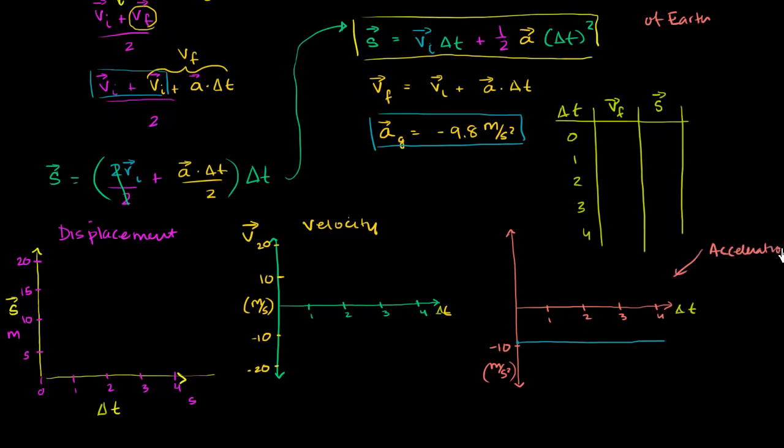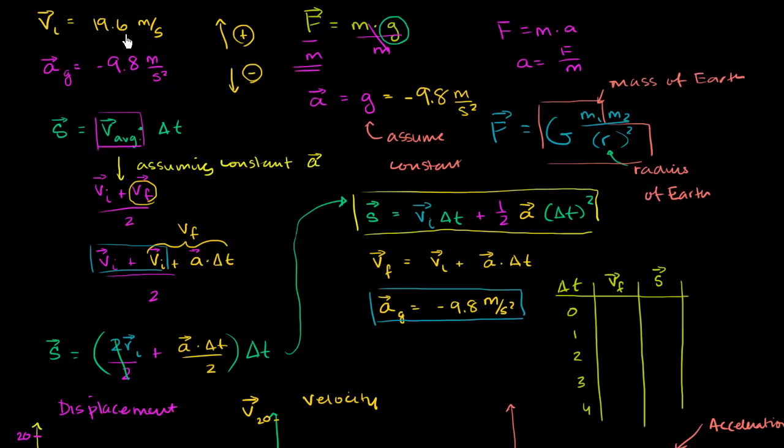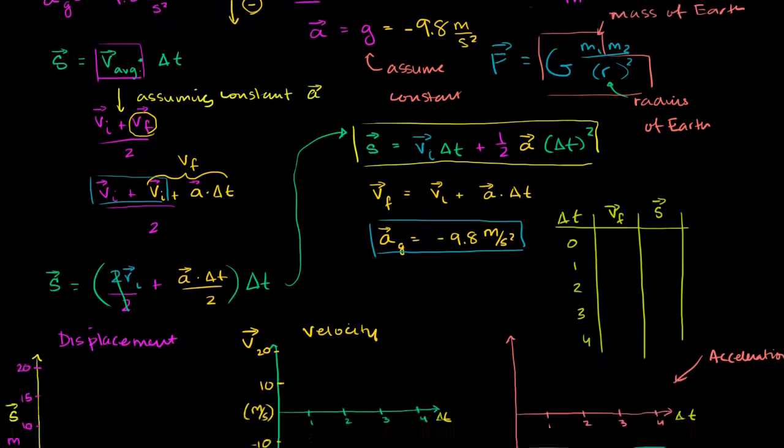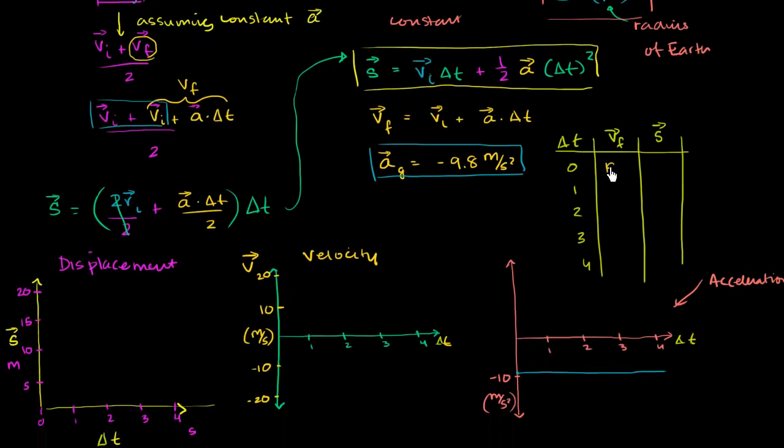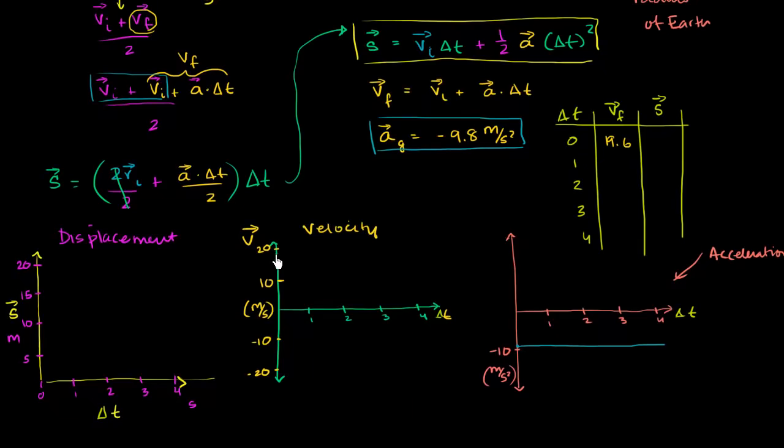Acceleration. And I'm going off of the screen. All right, so let's fill these things out. So at time 0, what is our velocity? Well, if we use this expression right here at time 0, or delta t is equal to 0, this expression right here is going to be 0, and it's just going to be our initial velocity. And in the last video, we gave our initial velocity as 19.6 meters per second. So it is going to be 19.6 meters per second. And let me plot that over here. At time 0, it is going to be 19.6 meters per second.